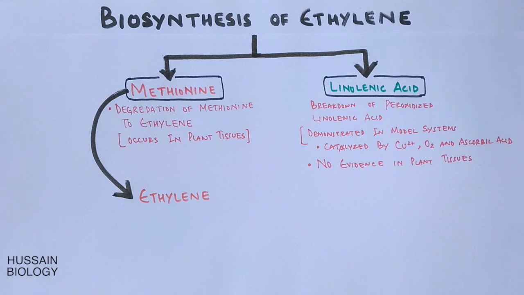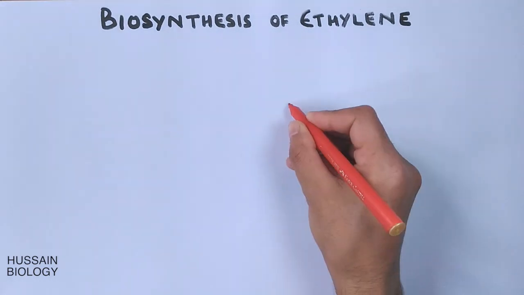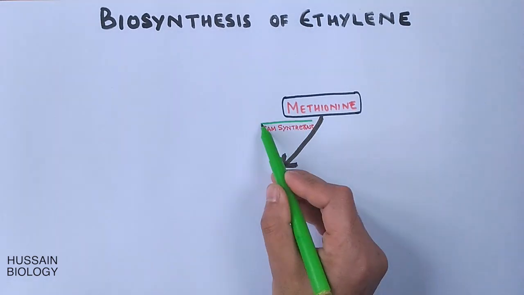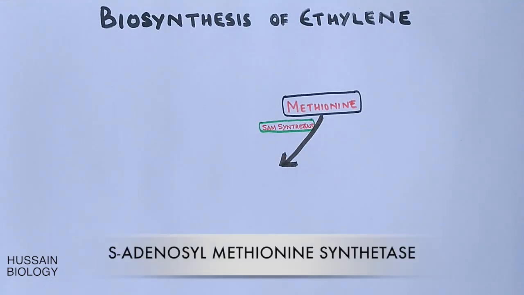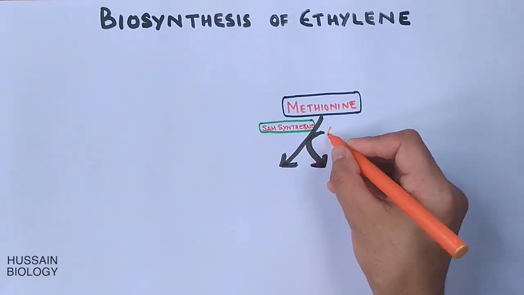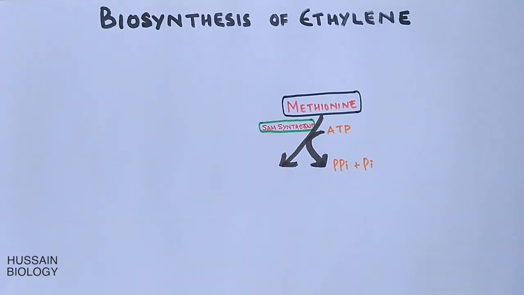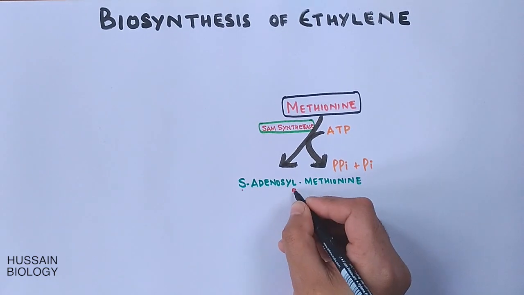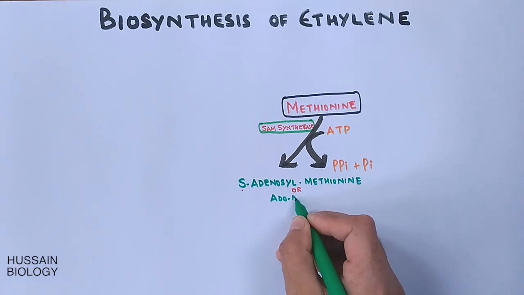In the biosynthesis of ethylene, the first molecule, methionine, is acted upon by the SAM synthetase enzyme. SAM stands for S-adenosylmethionine synthetase. And this reaction is aided by an ATP molecule to supply the energy. And eventually the methionine molecule gets converted into S-adenosylmethionine, simply called ADOMET.